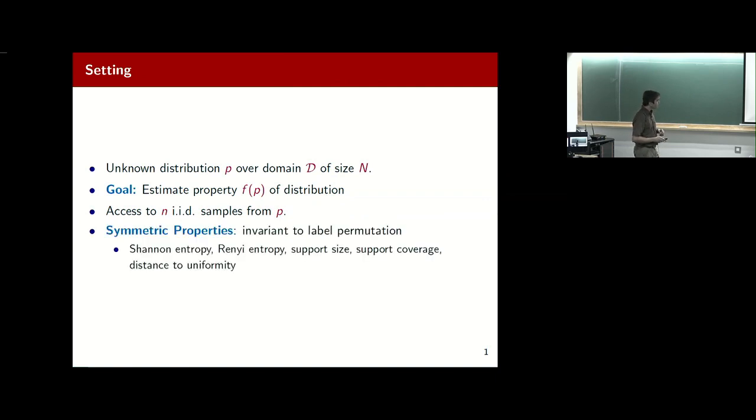And I will think about symmetric properties, which are invariant to permuting the labels. So, for example, if it's entropy, you don't really care about whether red has weight 0.5 and blue has weight 0.2. All that matters is something has weight 0.5, something has weight 0.2, and so on and so forth. So, there are a bunch of such properties. Entropy and its variants are one, but there's also support size and various other things which I won't actually define because they're not really important for the talk.